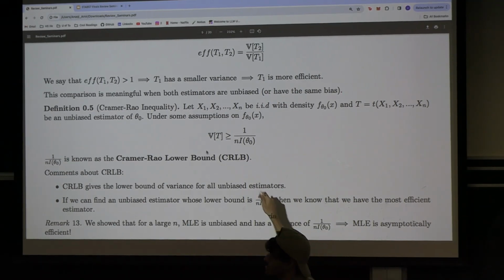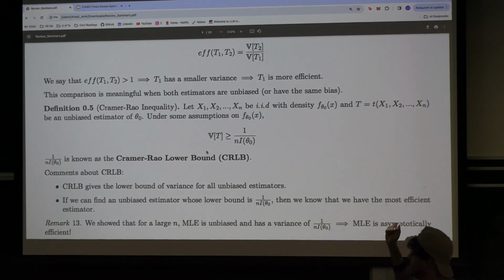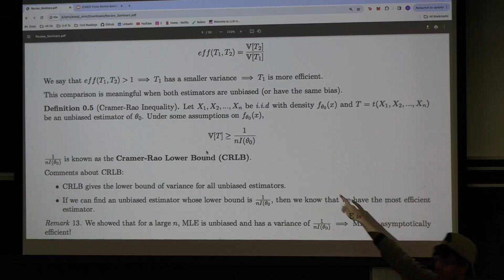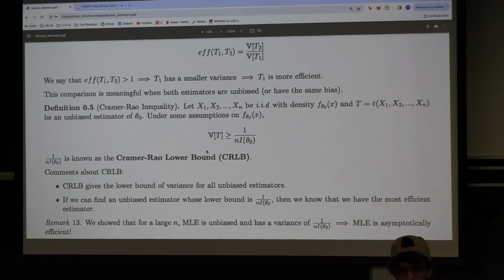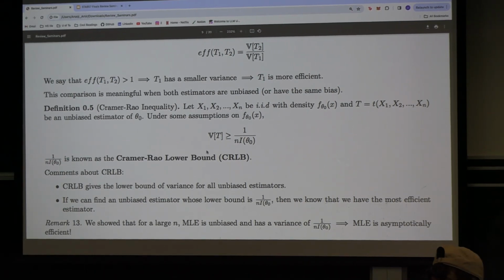And what this means is if you have an estimator that has this variance, it's as low as it gets. There's nothing better. So if you have an unbiased estimator with variance equal to 1 over n times the Fisher information, that's the lower bound. You cannot get another estimator that has less variance, i.e. that is more efficient. You found the most efficient estimator out there, or one of the most. Okay.